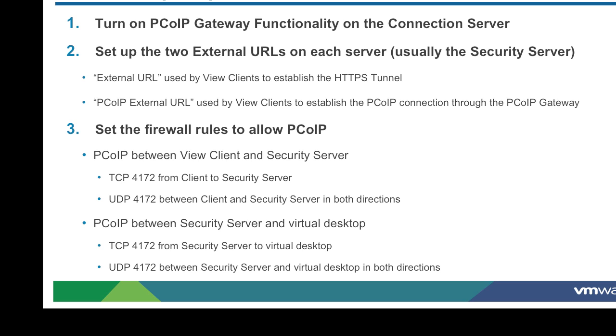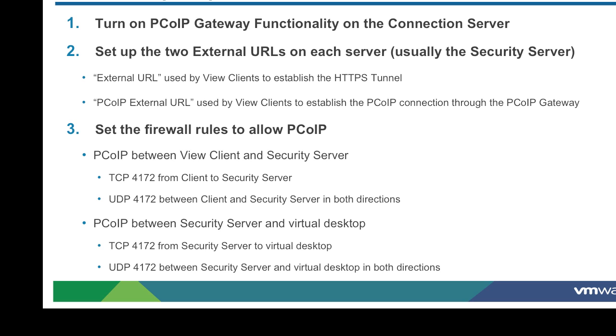The second step is to set up the two external URLs on each server. This is usually the security server, but if you don't have any security servers in this particular setup, then this is the external URLs on the connection server itself. So there's the external URL, and that's existed with View 4.5 and older, and that's used by the View clients to establish the HTTPS tunnel.